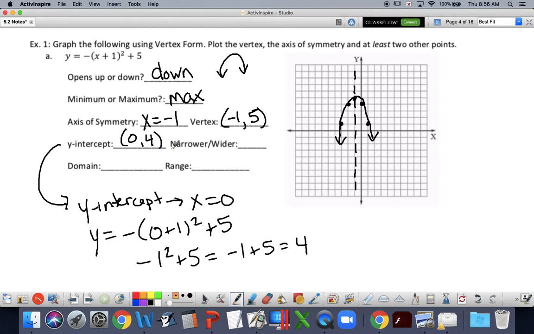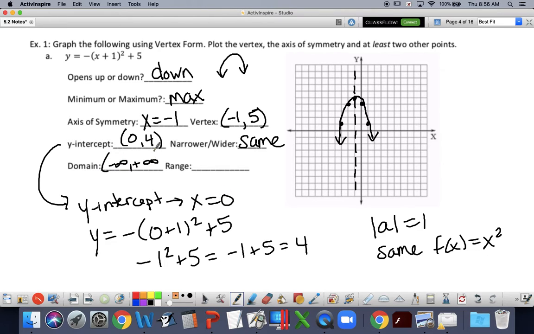Now, narrower or wider or the same: if the absolute value of your a value is equal to 1, it's going to have the same width as our parent function, which is just x squared. So in this case, since this is a -1 out front, it will have the same width as your parent function x squared. My domain is always negative to positive infinity. And then my range, in this case, the highest that it ever goes up is 5. The lowest, negative infinity. I always want to put the smaller number first, and then I use the bracket to indicate that it gets all the way up to 5.